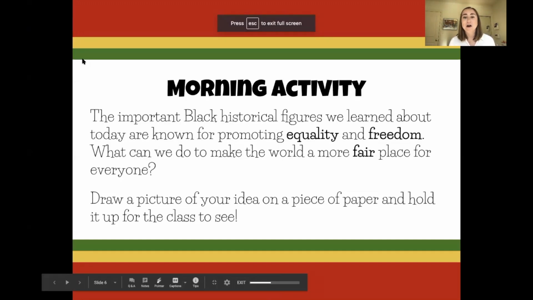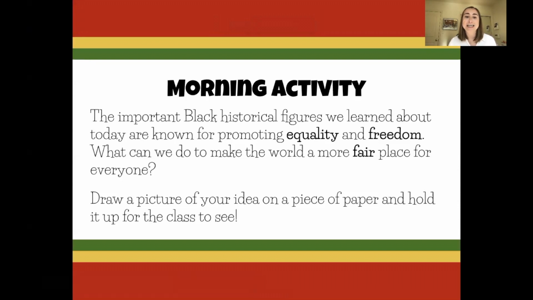So here we have our morning activity. The important Black historical figures we learned about today are known for promoting equality and freedom. What can we do to make the world a more fair place for everyone? Draw a picture of your idea on a piece of paper and hold it up for the class to see.